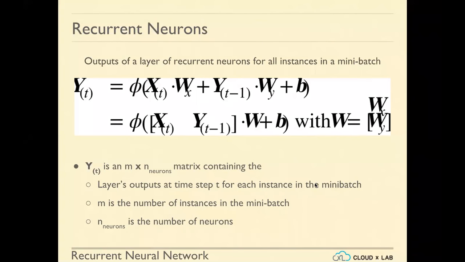So Yt, the output, is a matrix of m by n of neurons containing the layer's output at each time step for each instance in the mini batch, where m is the number of instances in the mini batch and n of neurons is the total number of neurons.